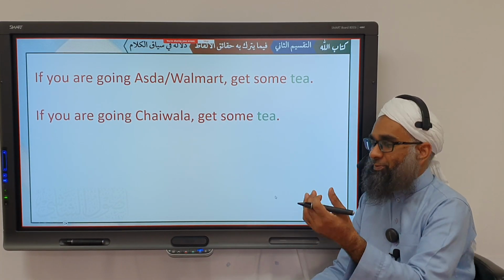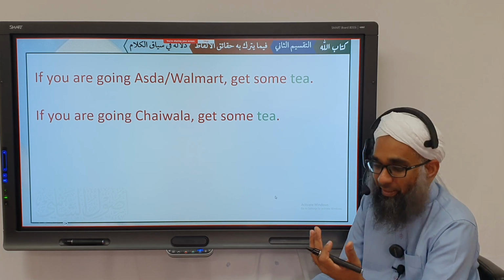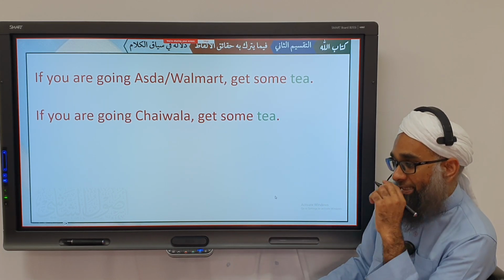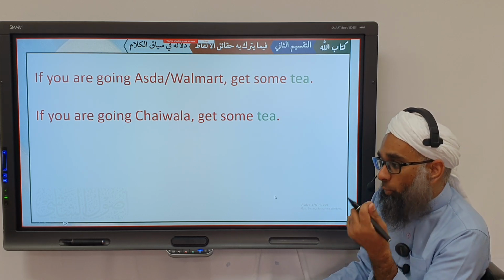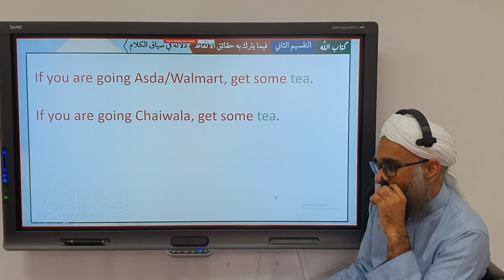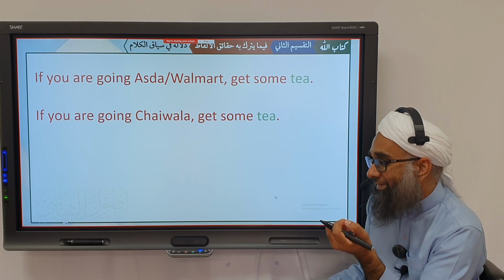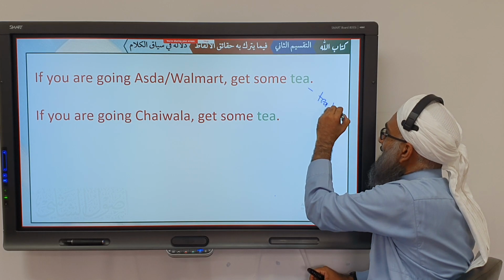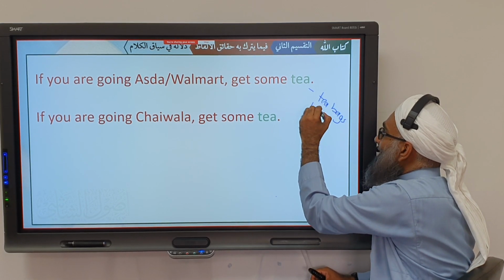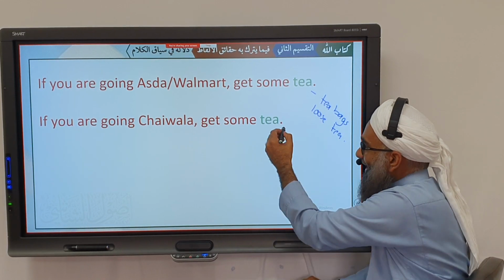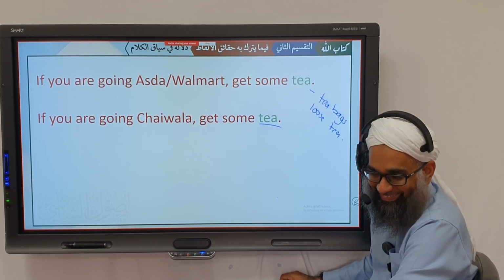Chai wala is a shop in Leicester, UK that sells chai. So I can figure out. Now, in these two, the word tea. What is it? What does the word tea refer to? Yeah, this is tea bags, or loose tea. Yes, you get tea bags here, you get in trouble.